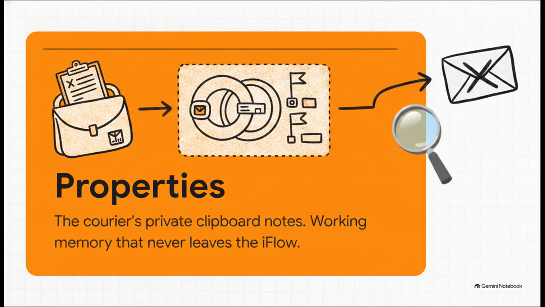In strict contrast to headers, we have properties. If headers are the shipping label, properties are the courier's private clipboard notes. This is basically your working memory for the flow, maybe a counter, a routing flag, or a value you extracted early on to use later.